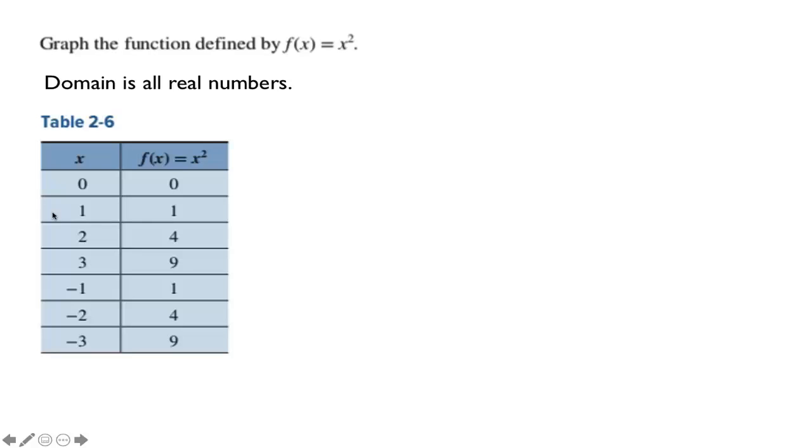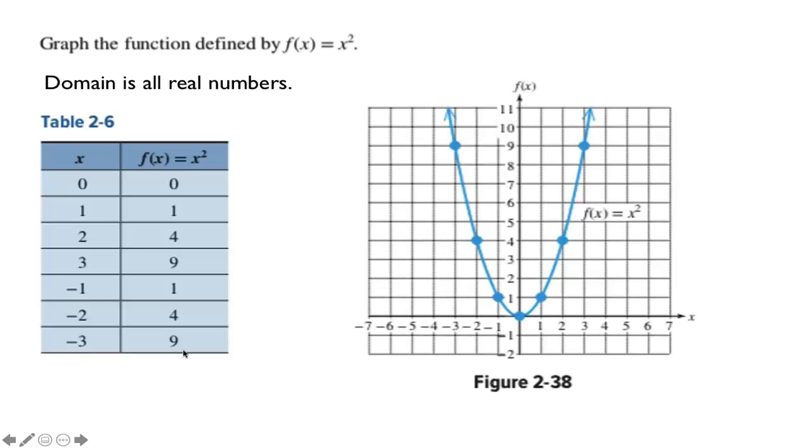So here's a function that is called a quadratic function. f of x is x squared. The domain is all real numbers. Any input has an output, so the domain is all real numbers. And so here are some inputs and outputs. Again, if x is the input, then f of x is taking x and squaring the value. So 0 squared is 0, 1 squared is 1, 2 squared is 4, 3 squared is 9, negative 1 squared is 1, negative 2 squared is 4, negative 3 squared is 9. And if I plot those points and connect the dots, then I have a shape that is a U shape, or a parabola.